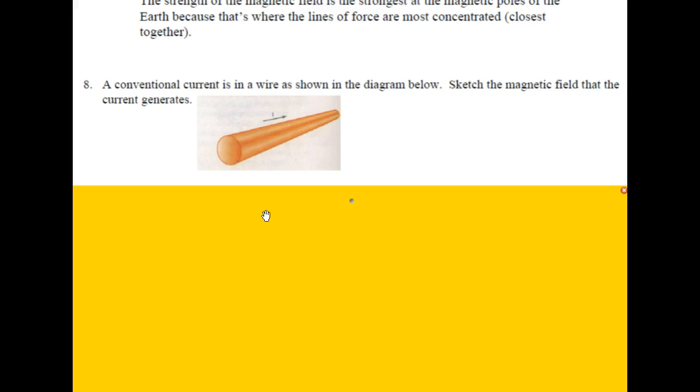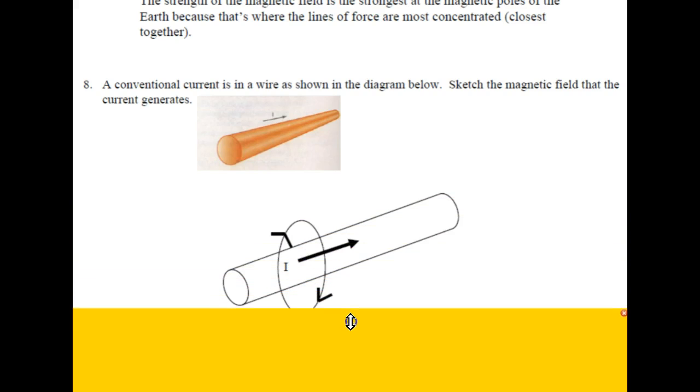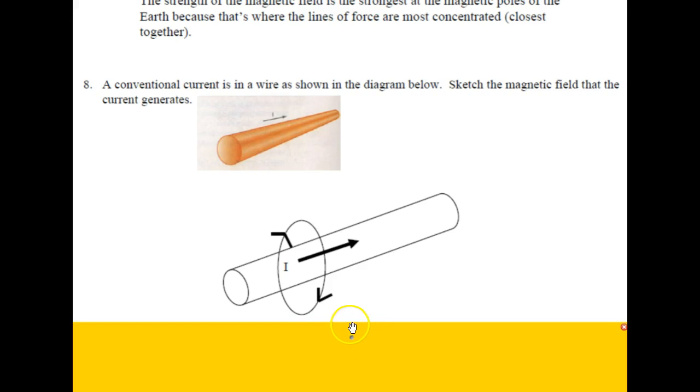So, conventional current tells us that we need to use our right hand. We point our thumb into the page because the artist is trying to depict that the current is flowing in the wire into the page. Our fingers curl in the direction of the magnetic field around the wire. So that would be a magnetic field that's in the shape of a cylinder around the wire. And because our thumb points into the page, our fingers are curling clockwise around the wire for the direction of the magnetic field.